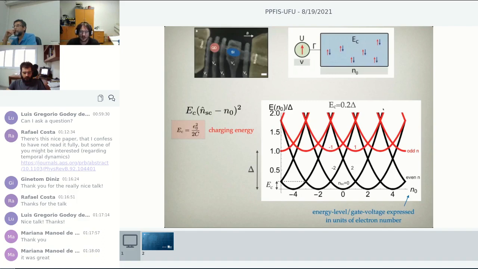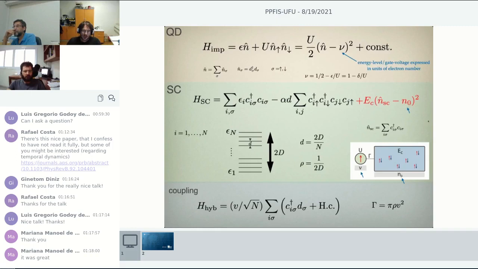Okay, so putting everything together, this is our Hamiltonian. So we have our Anderson impurity, with energy epsilon and electron-electron repulsion U. And we will just write this in the following form. So this parameter nu is basically the same as epsilon, but in some suitable units, so that it quantifies the favored number of electrons on the quantum dot.